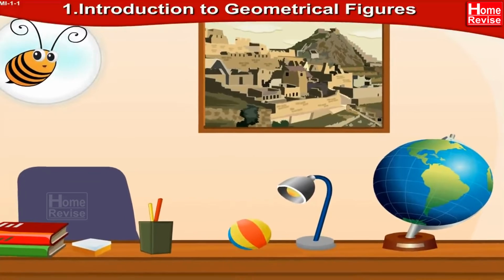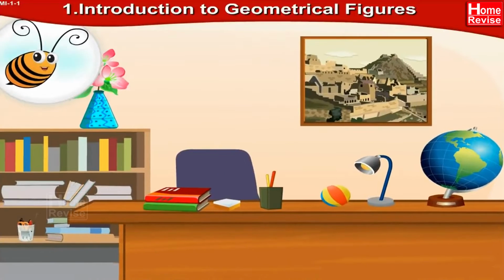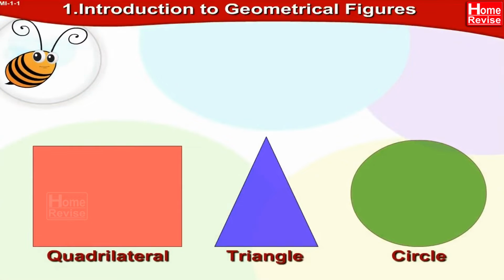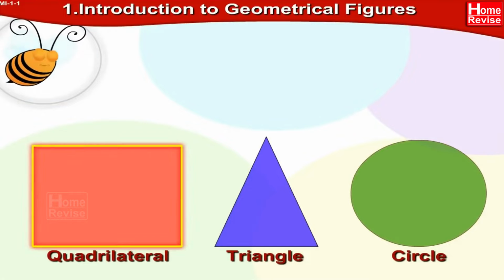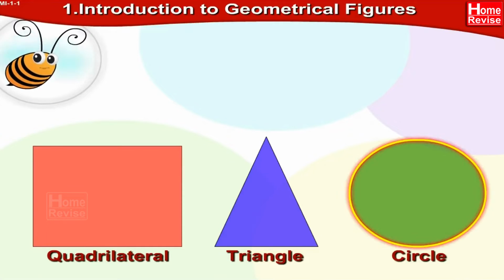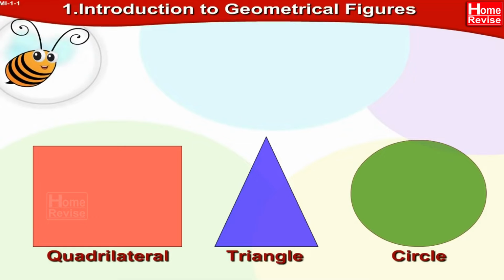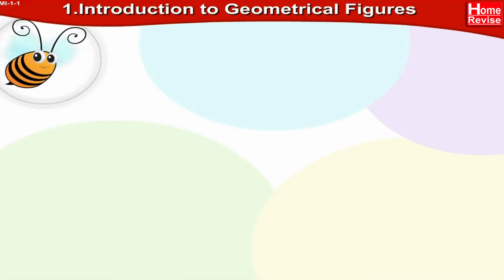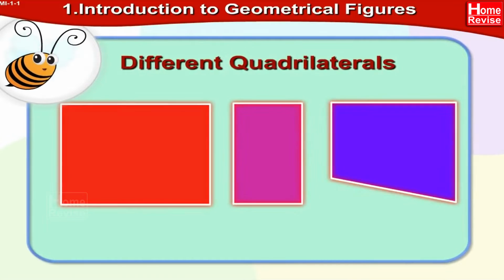Friends, you must have seen many things at your home, school, and in the surroundings. Everything has different shapes. Some are in square shape, some in triangular shape, and some in circular shape. You already have studied about these shapes. These shapes are called geometric figures. So let us revise these shapes. Let us start with quadrilateral.